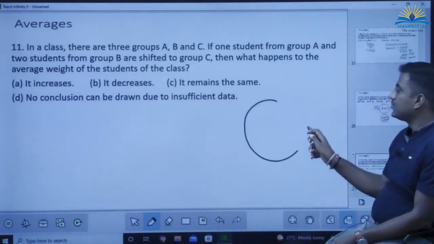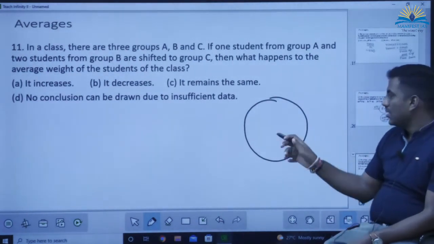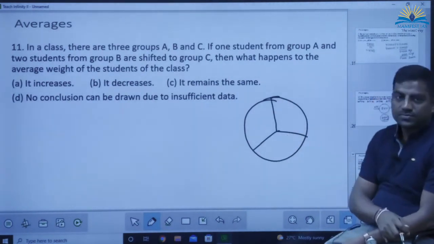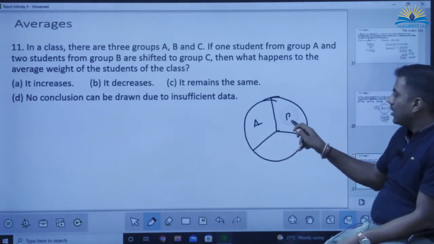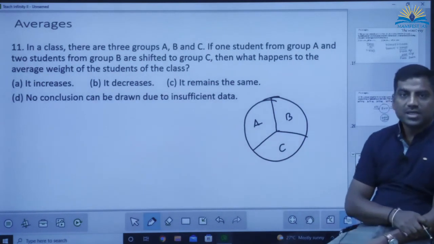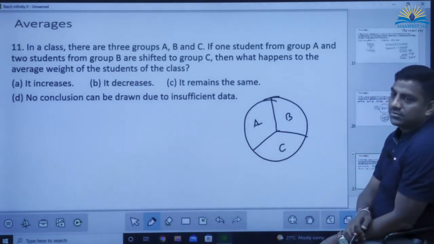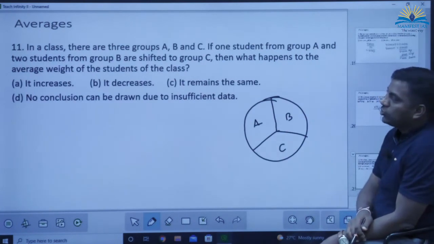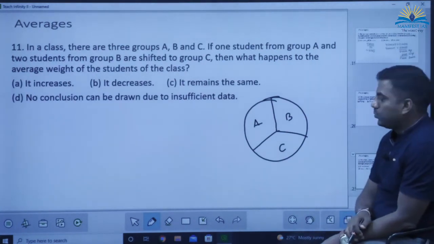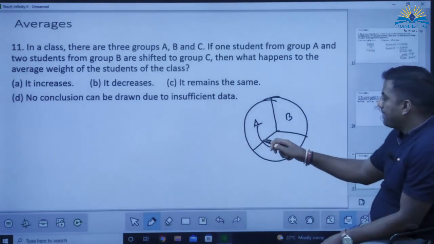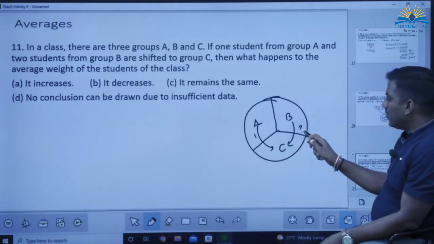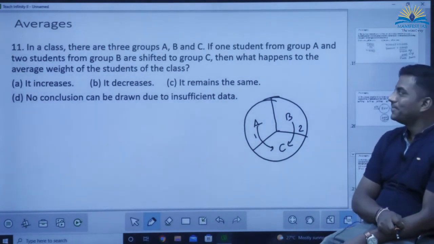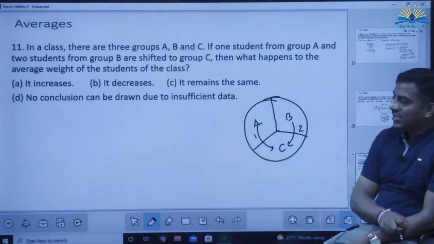In a class, this is one class, there are 3 groups, A, B, and C. If one student from A and 2 students from group B are shifted to group C, then what happens to the average weight of the students of the class?